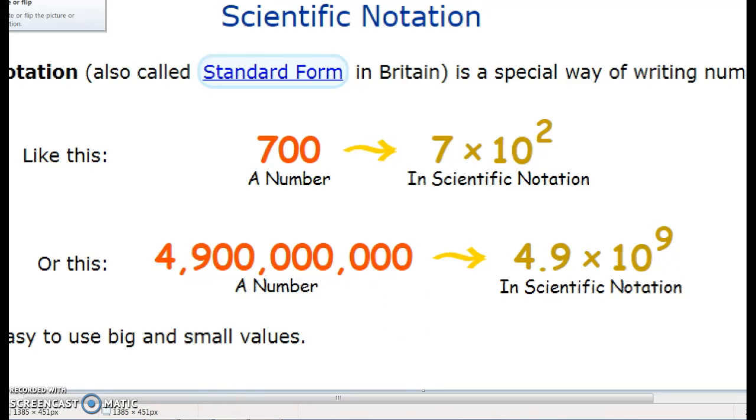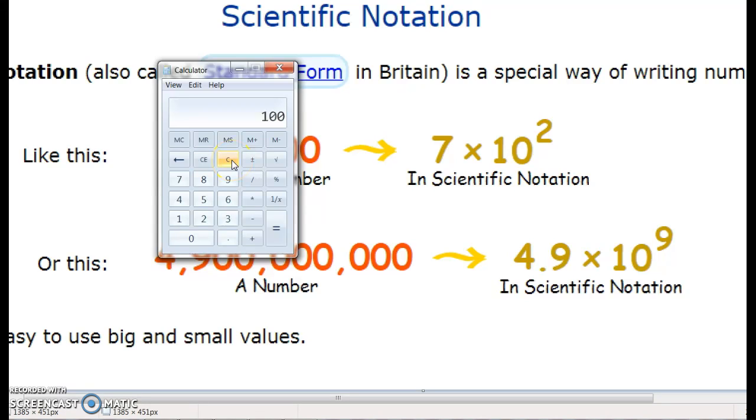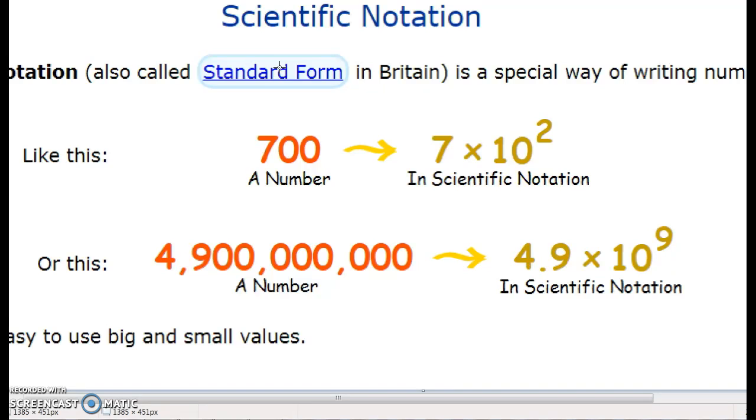If you've ever played around with a calculator before, you know that calculators have their limits, right? If I take 100 and multiply it by 100 and multiply it by 100 again and keep going, eventually the calculator is going to give me this right here. So you're eventually going to get to a point where you have a problem with the calculator, and unless you know how to read this and what it means, you're not going to be able to figure it out. So what we're doing with scientific notation is we're taking a regular number and writing it in a different format.